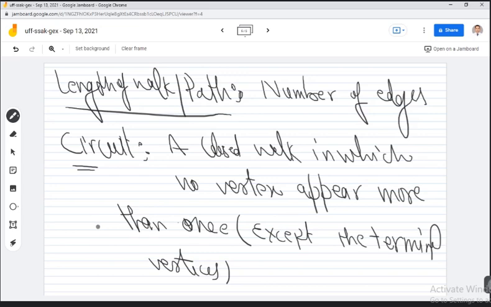Every circuit may not have a cycle, and every vertex in a circuit has degree 2. We can say a circuit is an even circuit. Even circuit means every vertex has degree 2.